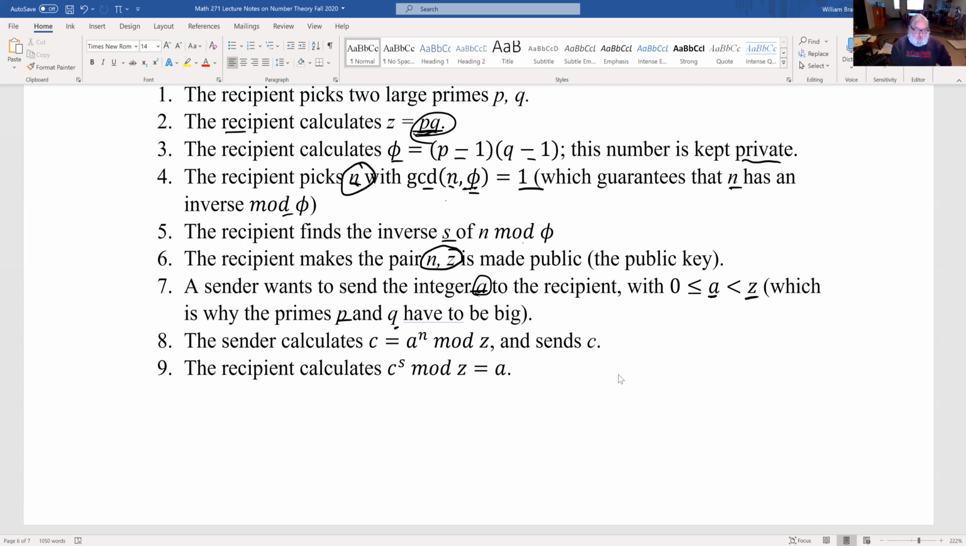So what does the sender do? The sender calculates A to the n mod Z. Remember that A is the message, n and Z are my public key. So you calculate A times itself n times, and then take the remainder relative to this very large number, and you ship that off to me. When I get that, I take the inverse of n, take your coded message, raise it to that power, and take it mod Z, and that should give me back your original message, which is the neat thing about this.